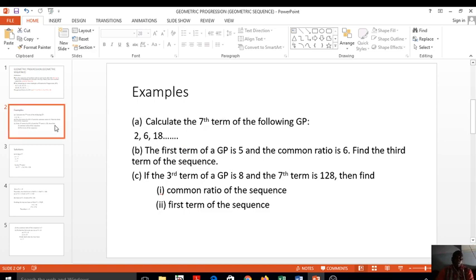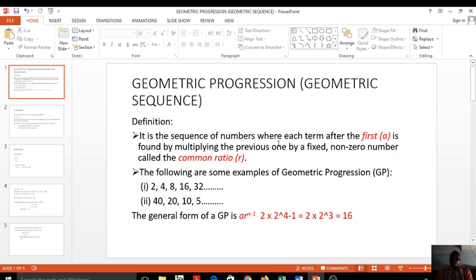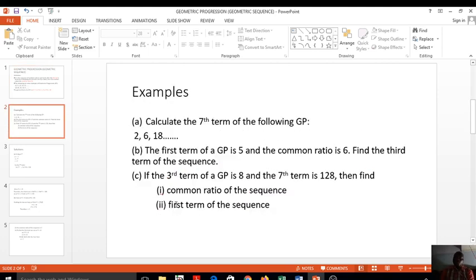Example number 1, which is A. Calculate the 7th term of the following GP. So we have the GP here. As you can see, we have 2, then 6, and then 18. Now we have to find the term which is on position number 7, and we're calling that the 7th term of that particular geometric progression.